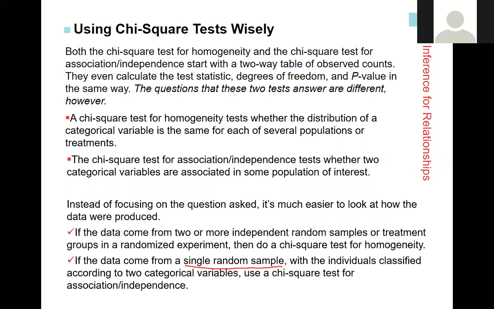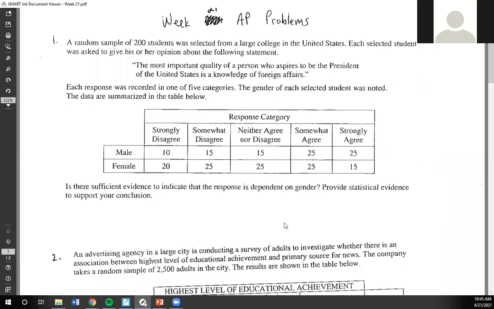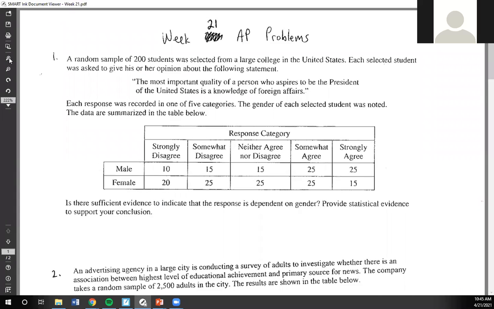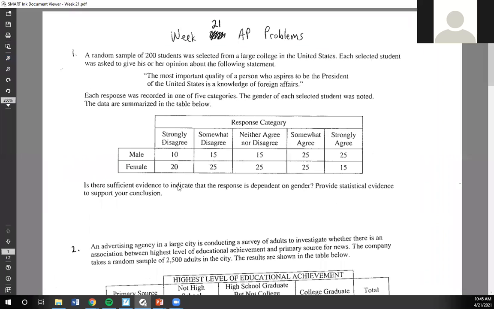So take a look at these three responses, and we're going to look at number 1. A random sample of 200 students was selected from a large college in the United States. Each selected student was asked to give his or her opinion about the following statement. There's the statement. How important is knowledge of foreign affairs, basically? Each response was recorded in one of 5 categories. The gender of each student was noted. The data are summarized in the table below. Is there sufficient evidence to indicate that the response is dependent on gender?